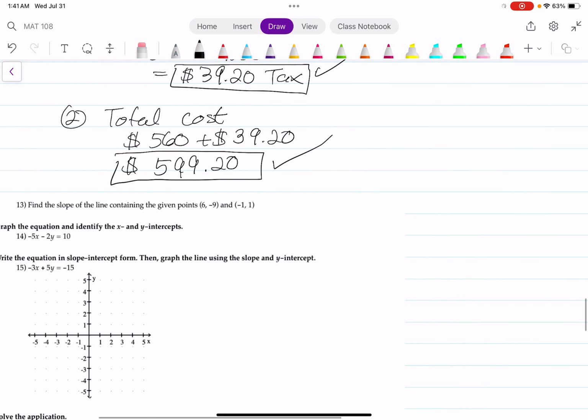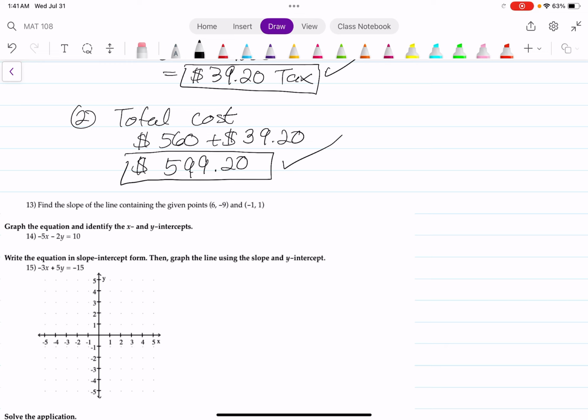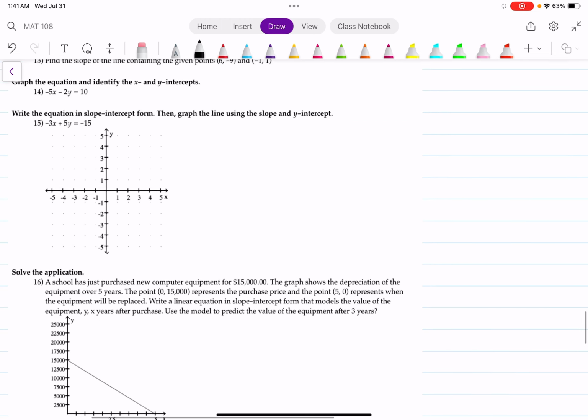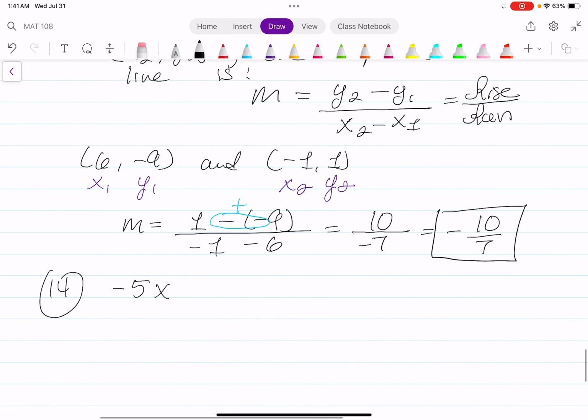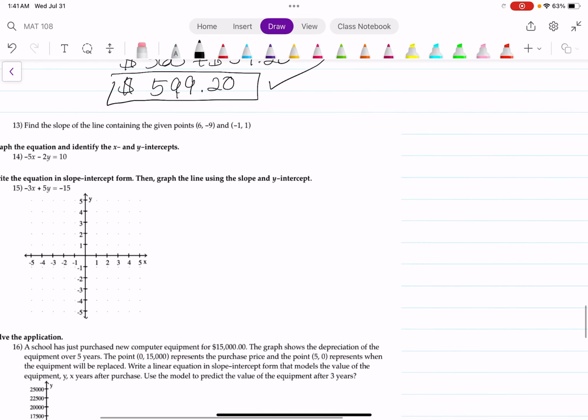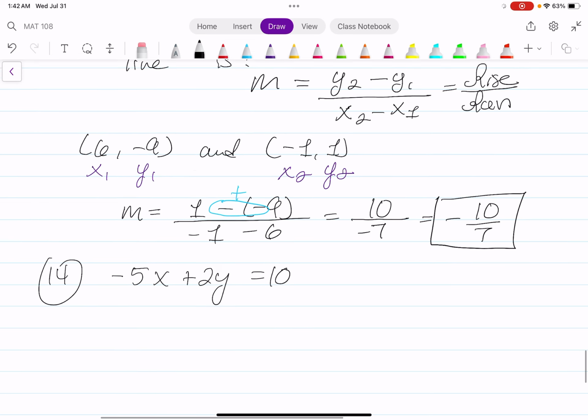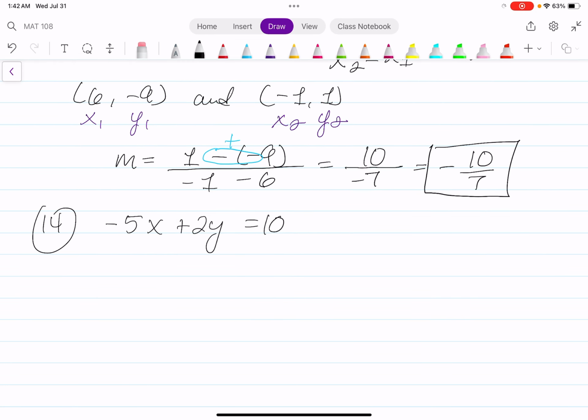Number 14, I think, is a pretty straightforward question. It says, graph the equation and identify the x and y intercepts. So in this case, negative 5x minus 2y equals 10. I am actually going to use the x and y intercepts to graph this line, and it is minus 2y, not plus 2y. So let's change that.